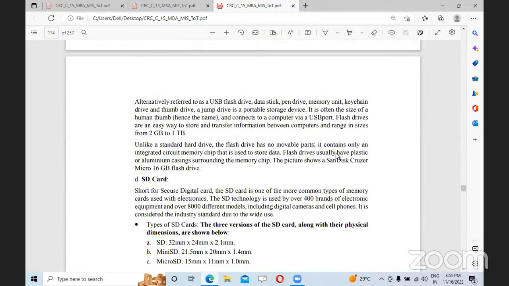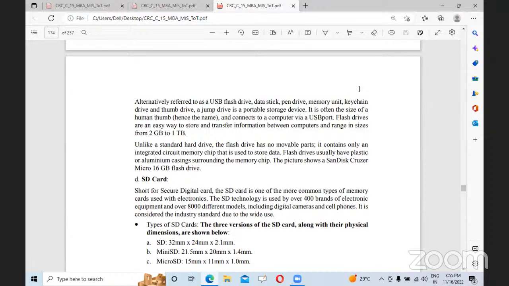Flash drive, alternatively referred to as a USB flash drive, data stick, pen drive, memory unit, keychain drive, and thumb drive. A jump drive is a portable storage device. It is often the size of a human thumb and connects to a computer via a USB port. Flash drives are an easy way to store and transfer information between computers and range in size from 2 GB to 1 terabyte. Unlike a standard hard drive, the flash drive has no movable parts.